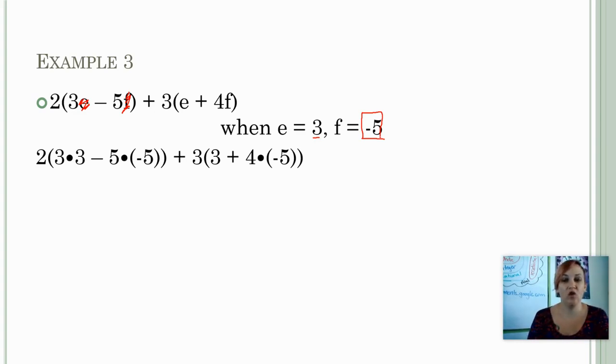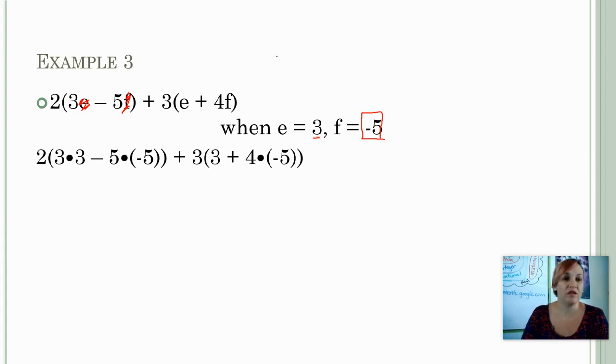All right, so I've got all of my numbers plugged in. Every E was replaced with the number 3, and every F was replaced with the -5. And again, notice I put it in parentheses so that I remember this is a -5, and that negative symbol is not subtracting 5. It's the number -5. Okay, and now I'm ready for PEMDAS.